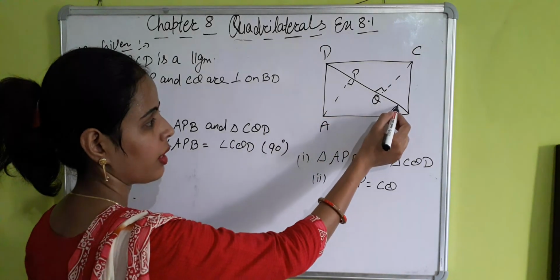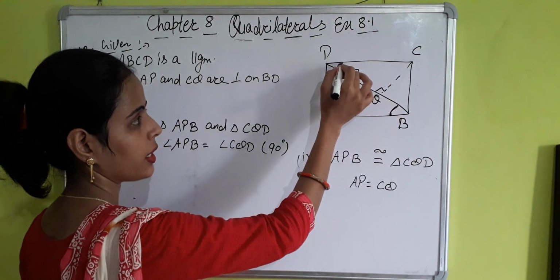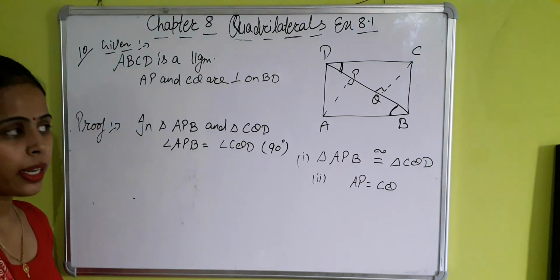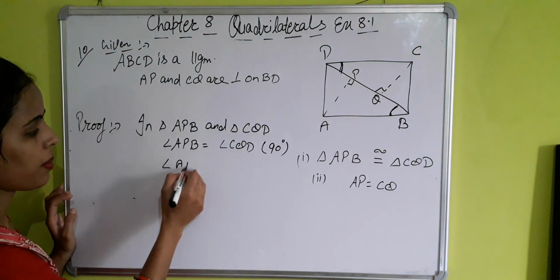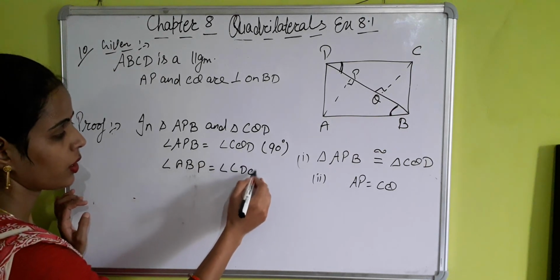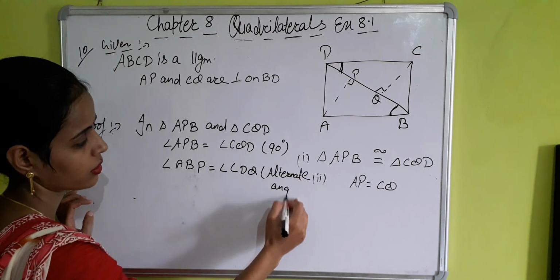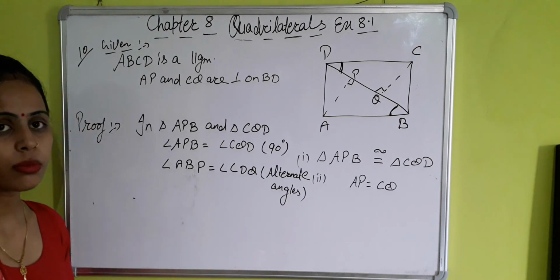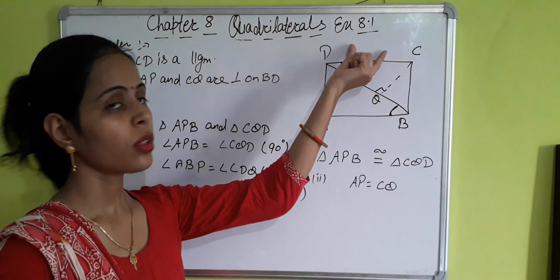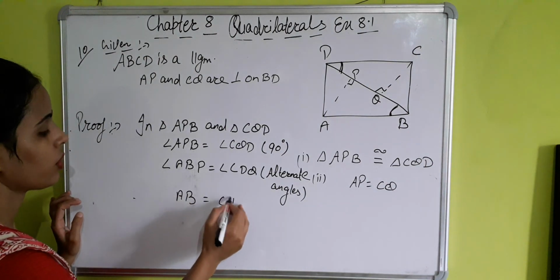In this triangle, angle ABP, and in this triangle, this angle CDQ. These are the alternate angles. Angle ABP is equal to angle CDQ, alternate angles. Third one is AB side of this triangle equals to CD side of this triangle. AB is equal to CD.